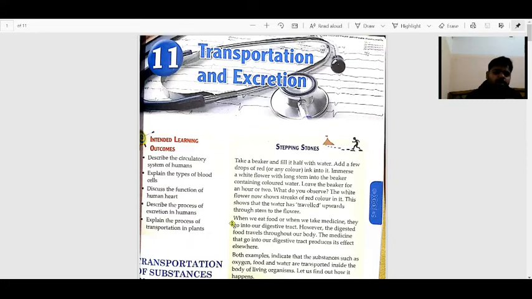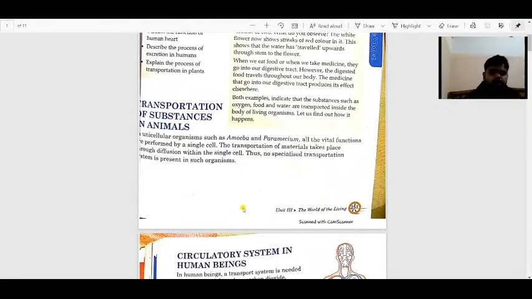If you are studying transportation, first we need to understand single-celled organisms, for example paramecium and amoeba. That cell itself behaves as an organism. In organisms which have a single cell in the body, diffusion is the prime process. There are no specially developed organs in those organisms.